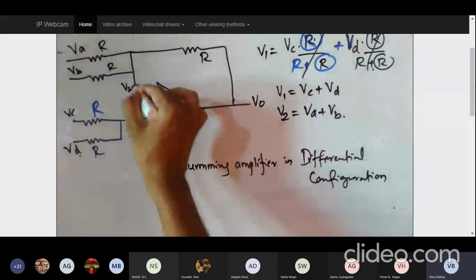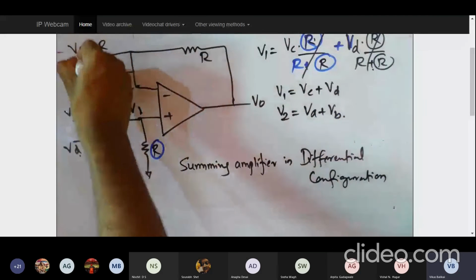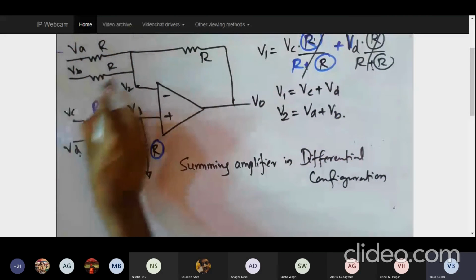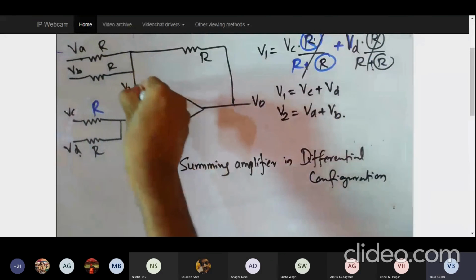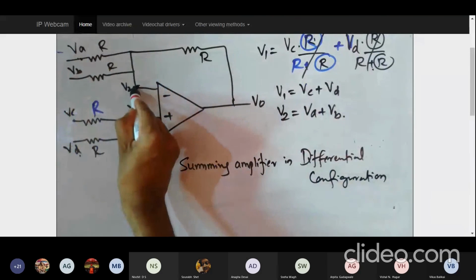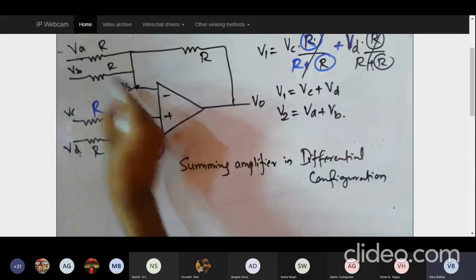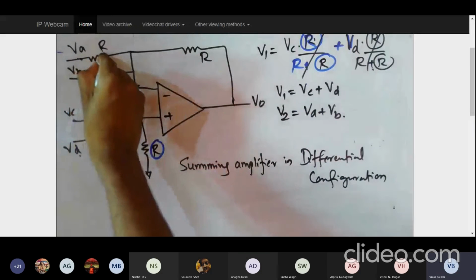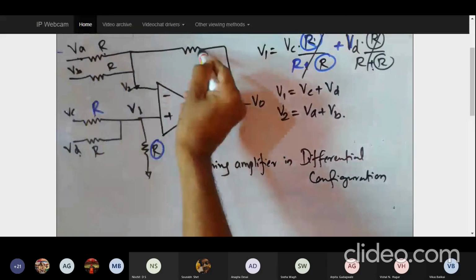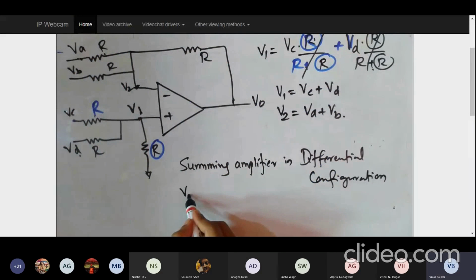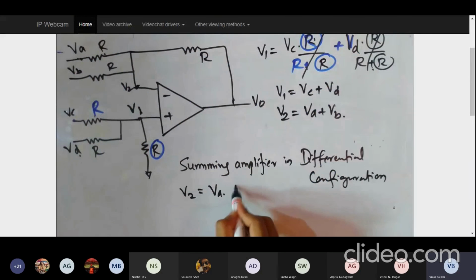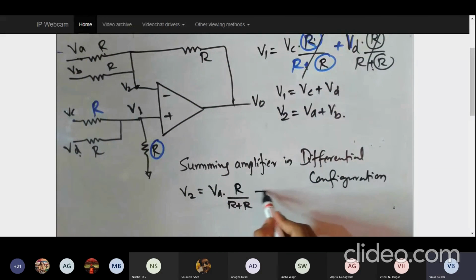Yakandre V2 in terms of VA bekpa antandre what I'll be doing, first I'll be assuming VB illa anta assume madkondo what is voltage at V2 because of VA. It will be VA multiplied by R divided by R plus this R. So if I just write here, V2 will be VA multiplied by R divided by R plus R plus VB multiplied by R divided by R plus R.